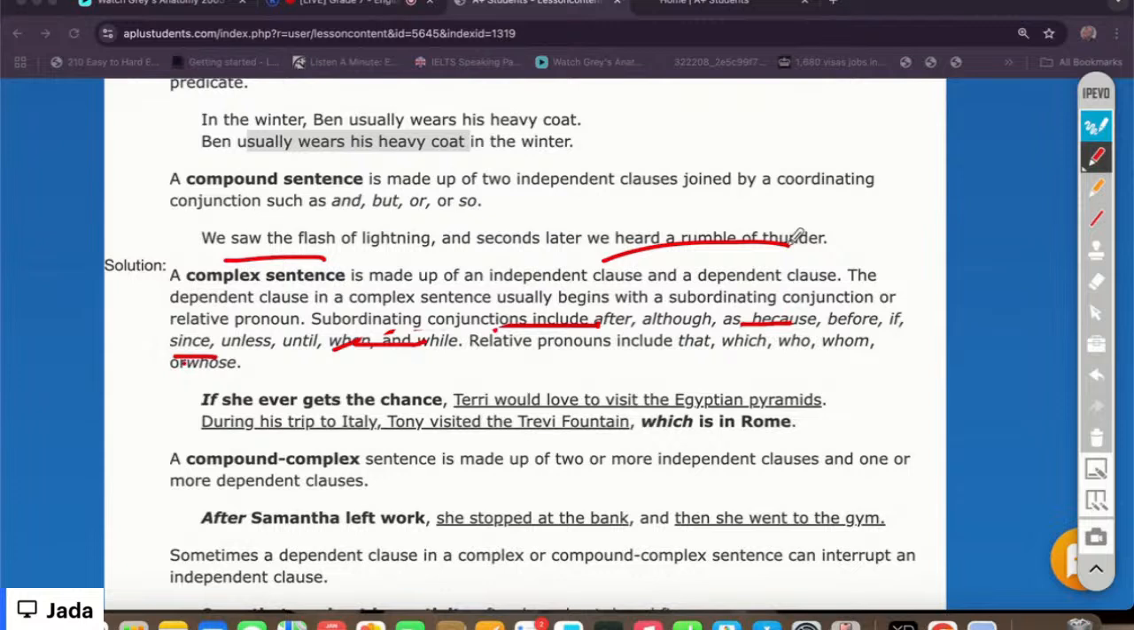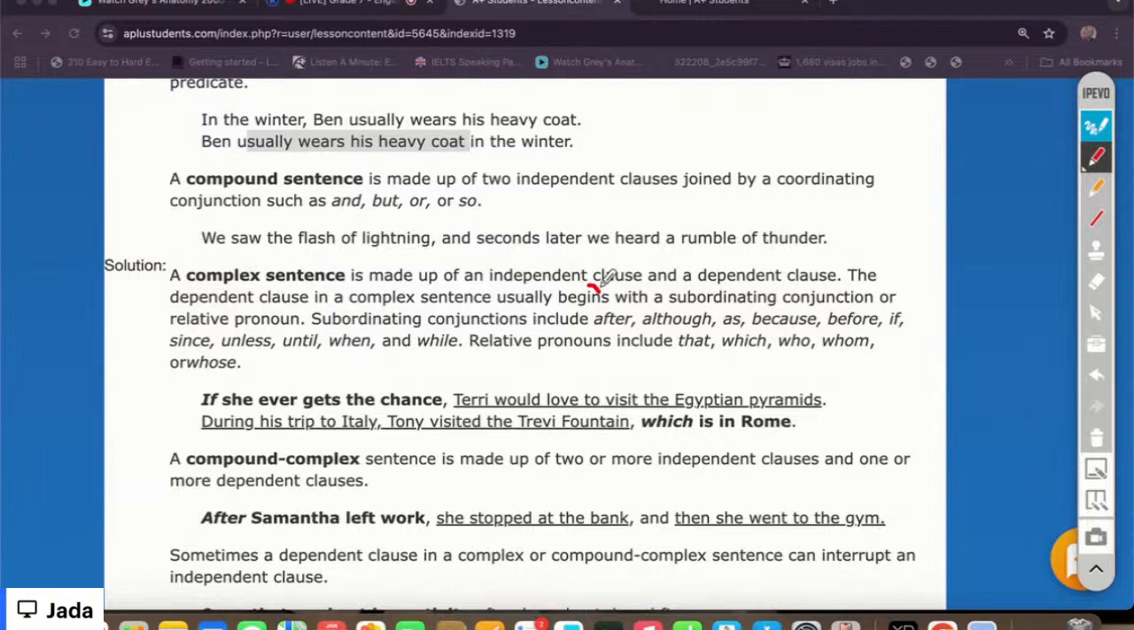Moving on, we have the complex sentence. A complex sentence is made up of an independent clause and a dependent clause. So take notes. It's a mixture of both. Just like what we did in the first lesson, the dependent clause in a complex sentence usually begins with a subordinating conjunction. So it's either a subordinating conjunction or a relative pronoun. That's it for the complex sentence.